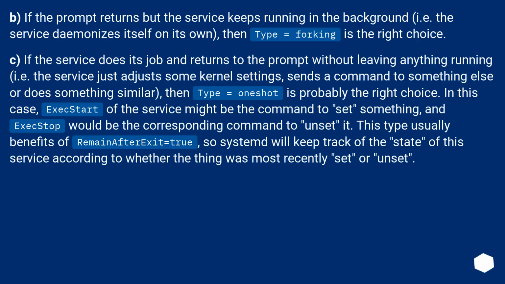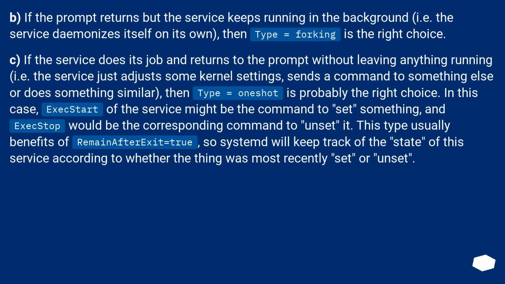B. If the prompt returns but the service keeps running in the background, i.e. the service daemonizes itself on its own, then Type=forking is the right choice. C. If the service does its job and returns to the prompt without leaving anything running, i.e. the service just adjusts some kernel settings, sends a command to something else or does something similar, then Type=oneshot is probably the right choice.